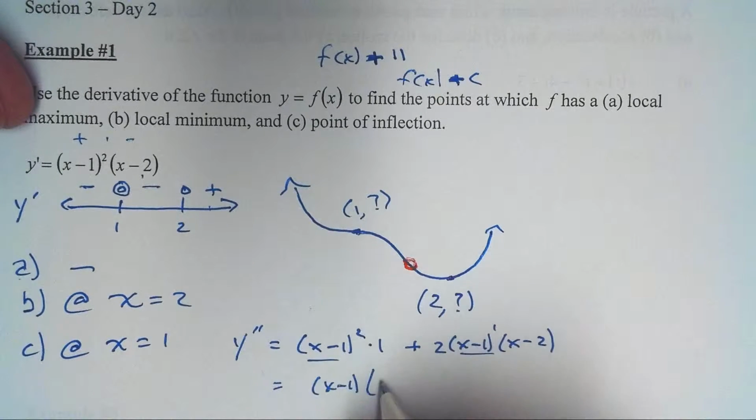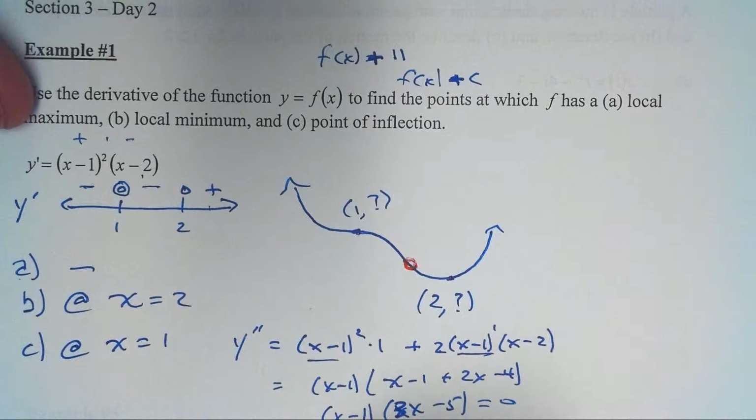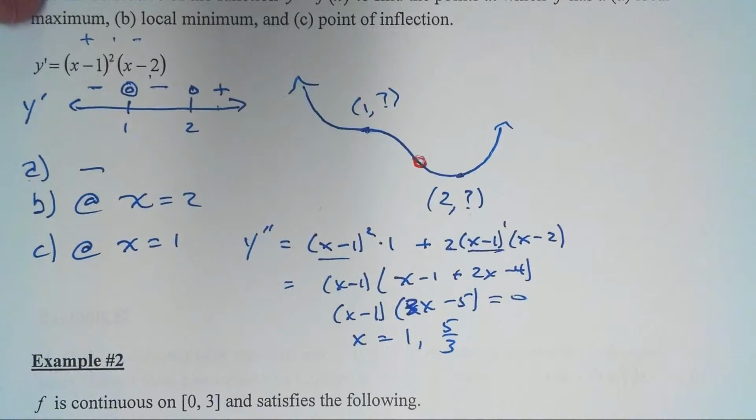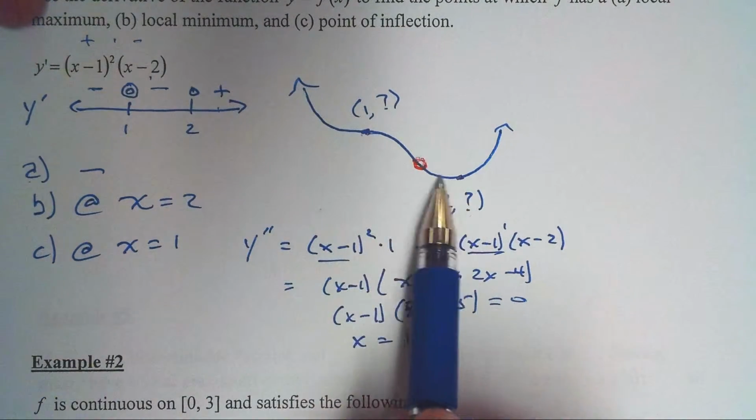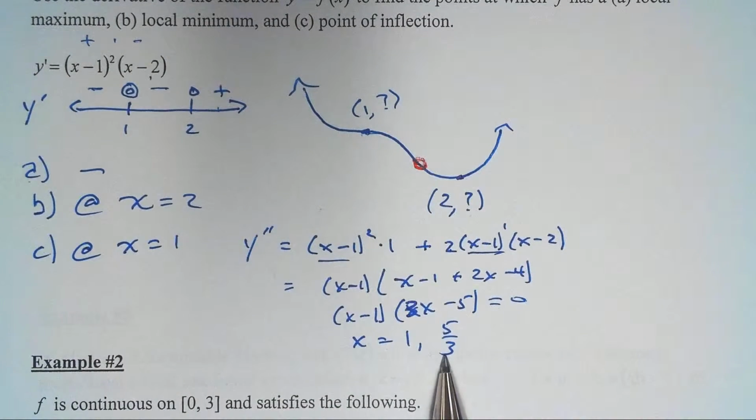And I'm left with just an x minus 1 here, and once that's factored out, I'm left with a plus 2x minus 4, or I'm left with x minus 1 times 3x minus 5. So my zeros would be 1 and 5/3, and it's comforting that 5/3 is between 1 and 2, because that's where we expect our inflection point to be, somewhere between 1 and 2.